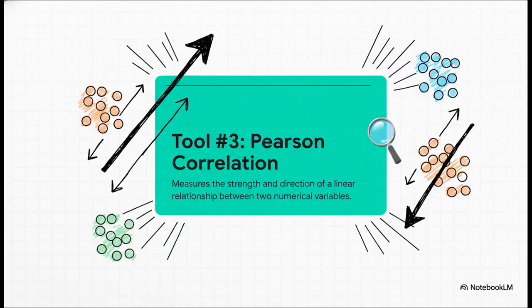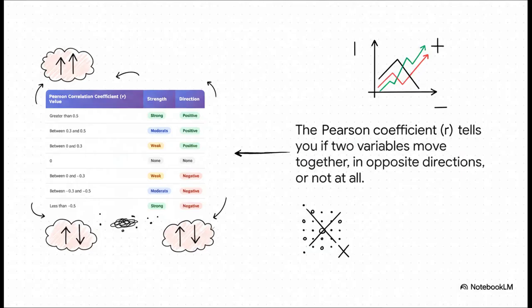Okay, our third and final tool kind of shifts gears. Instead of looking for differences between groups, the Pearson correlation looks for relationships. It helps us answer the question, as one thing goes up, what does another thing do? Does it go up too, go down, or do nothing at all? And this table here is basically your decoder ring. It's all about that little letter r, the Pearson coefficient. If r is a positive number, it means as one variable goes up, the other tends to go up too. If it's a negative number, they move in opposite directions. And if that number is close to 0, well, it means there's really no straight line relationship between them. It's a really quick, powerful snapshot.